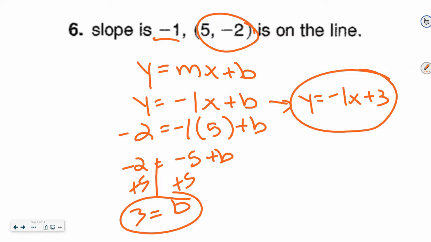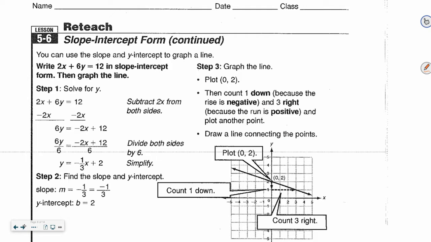On the back side of this, I can also give you an equation in what we call standard form. Standard form starts with the x's and y's on the same side. And I have to move the x's away from it. So I have to solve for y.